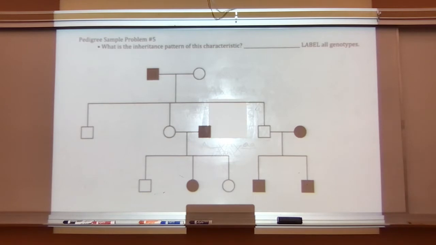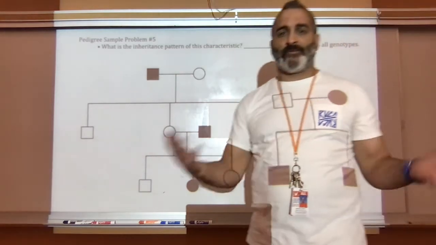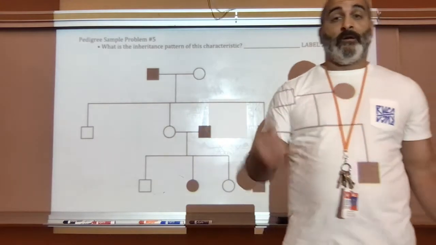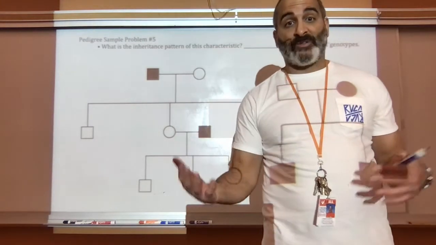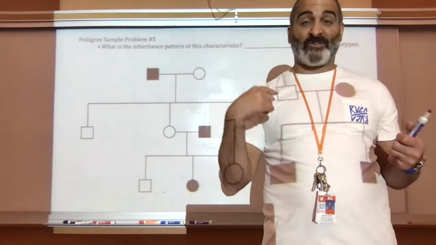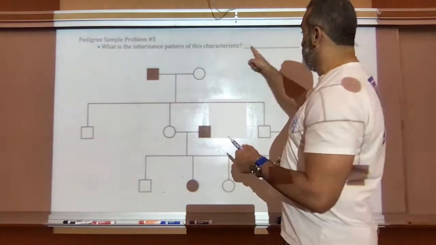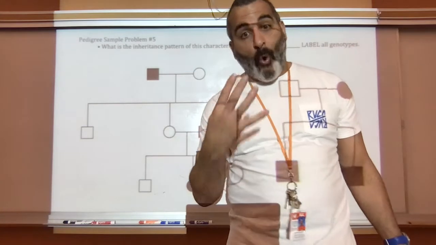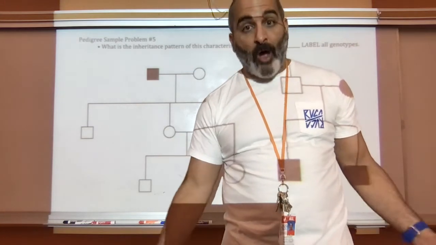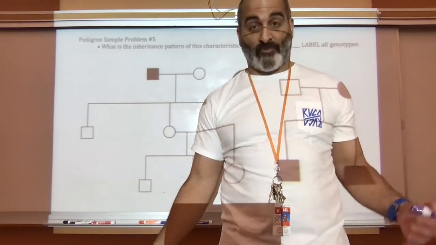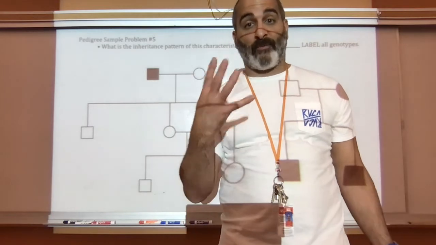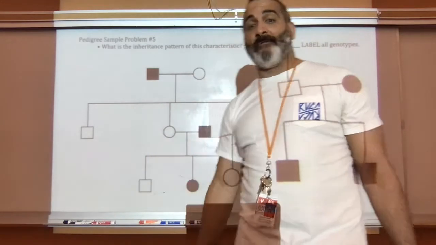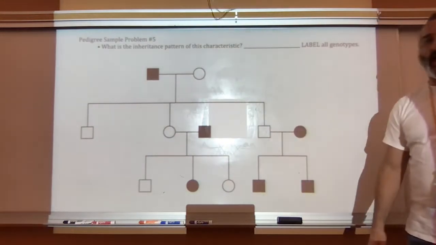Okay, what is the inheritance pattern of this one? What do we got? All right, so let's go through the list. Start with number one. You start with sex linked. And I just realized on the previous one, I forgot to write down the inheritance pattern. So the one we just did, pedigree number 4, was autosomal and dominant, in case you didn't write it down. So write down autosomal and dominant for pedigree number 4. That was the inheritance pattern. Now we're on number 5. Let's look at it. This is what we got, okay?